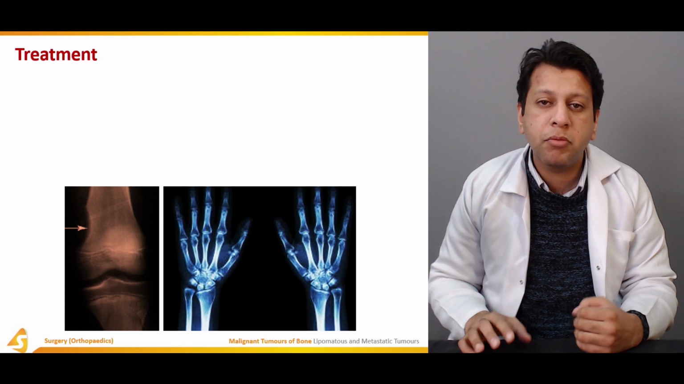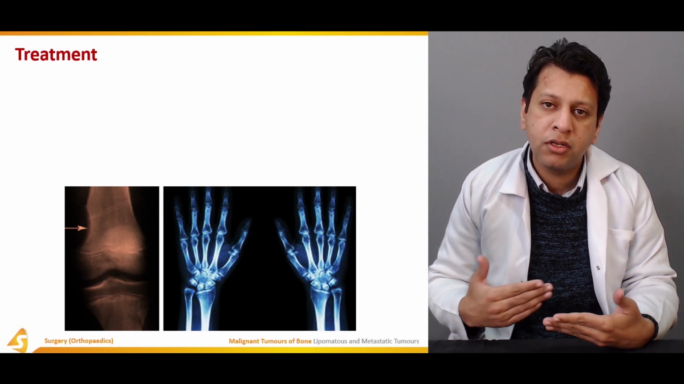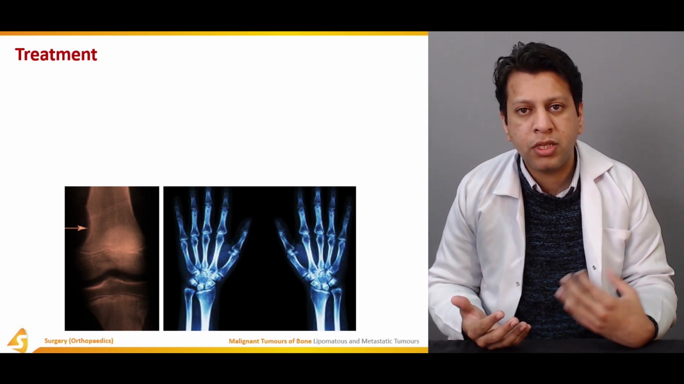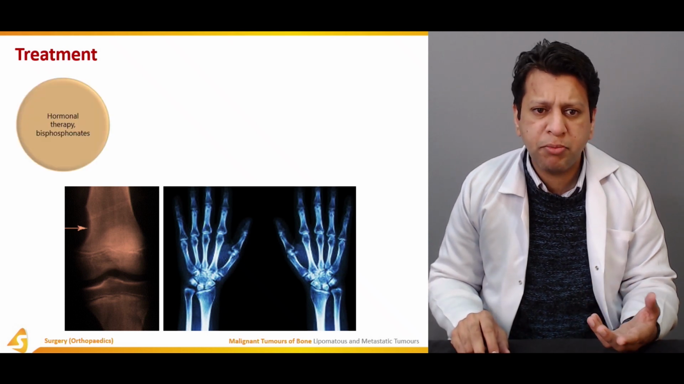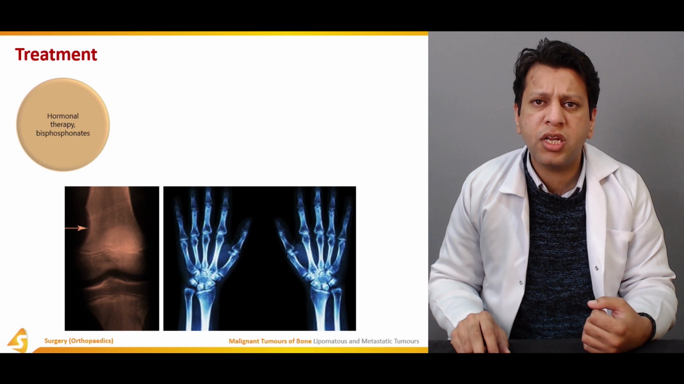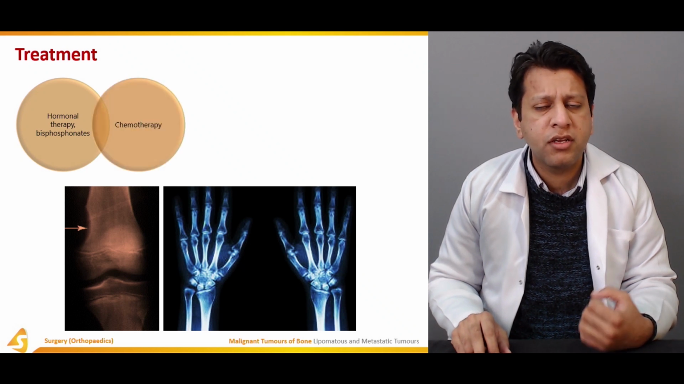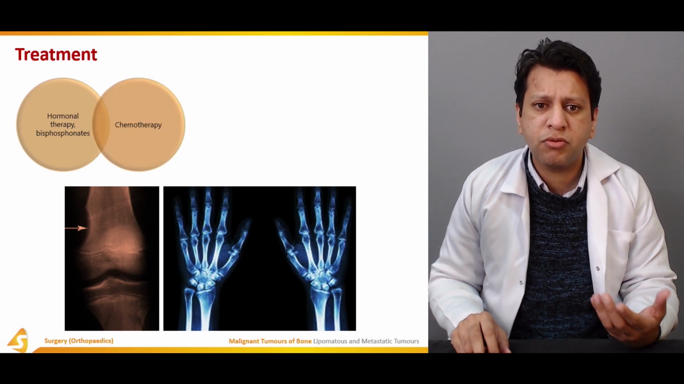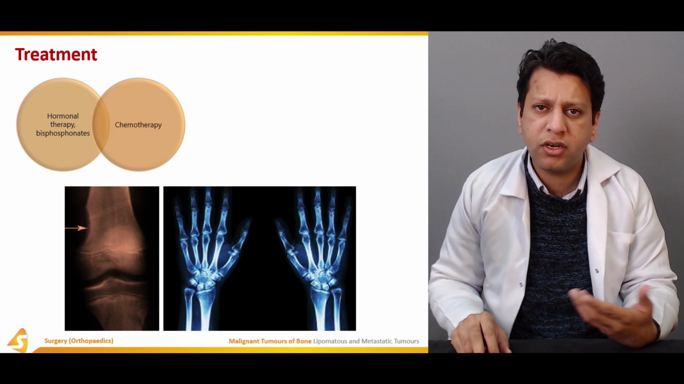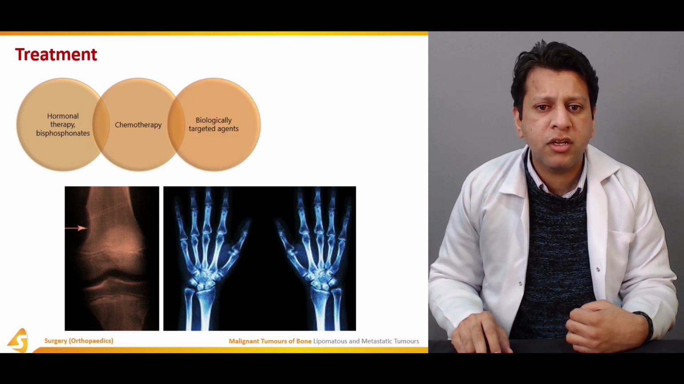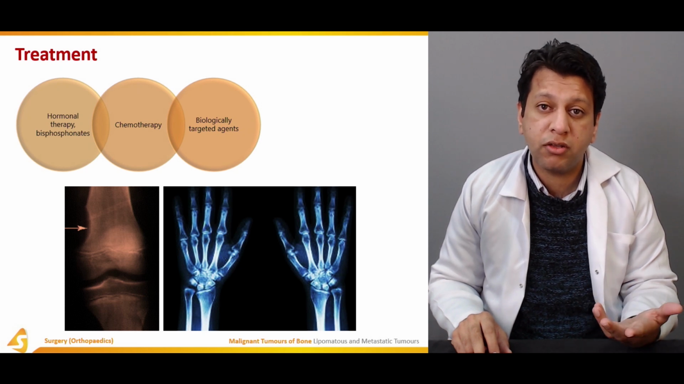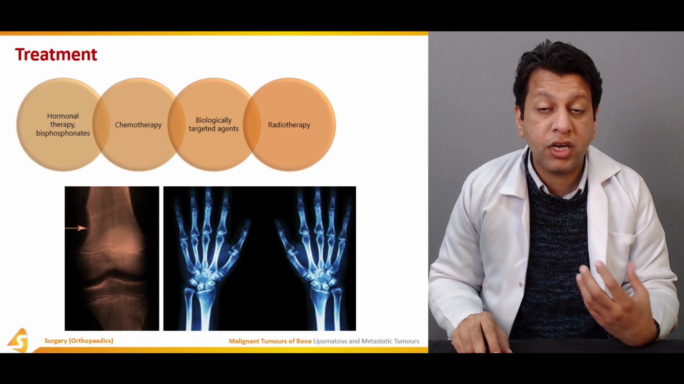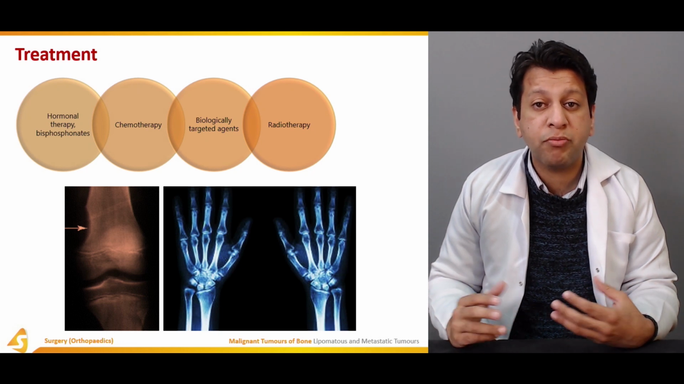Treatment options depend upon whether it's from the breast, the lungs, the thyroid, the kidney, or the prostate. If it's from the breast, options could be hormonal therapy or bisphosphonates. If it's from somewhere else, it could be chemotherapy, depending upon where it has actually metastasized. Biological targeted agents, for example tamoxifen, have a very high role in breast CA. Radiotherapy is also an option in breast CA.